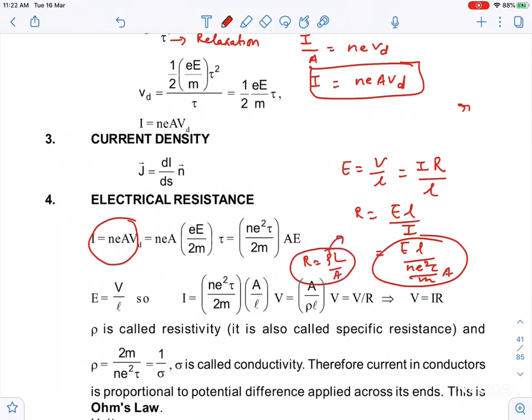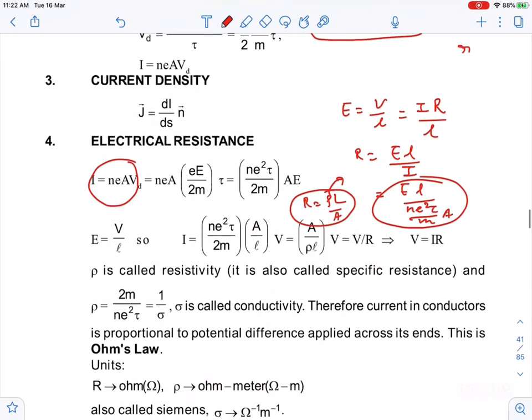the resistance value R is equal to rho L by A, where rho is also a constant, and the formula is M upon N e square tau. So I have written this here. See, this is A by L, this is A by L, and rho is nothing but M by N e square tau. You can see that this term is nothing but rho, and this term is sigma.